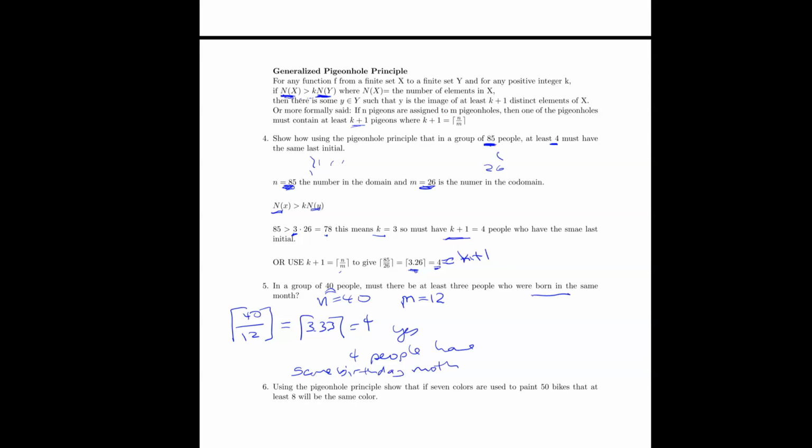Okay, and then if I chose to do it the other way, the number in the domain is 40, bigger than k times the number of months, so 12. Here, k would be 3, and so that means k plus 1 is 4. So yes, there are 4 people. So it's the same idea, whichever way you prefer to do it.